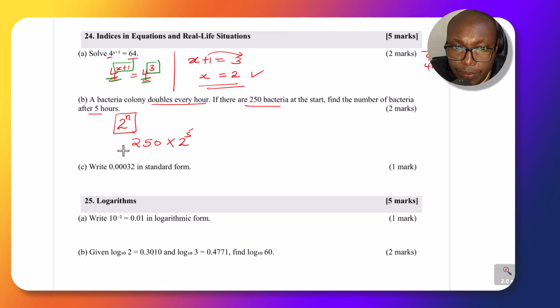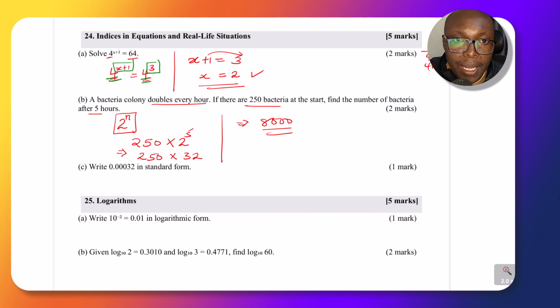So this will give 250 multiplied by 2 to power 5, which is 32. 2 to power 5 is 32. And just multiply this, 250 multiplied by 32. This gives 8,000. So you can see where we are applying the indices. It is this particular part here. 8,000 bacteria.